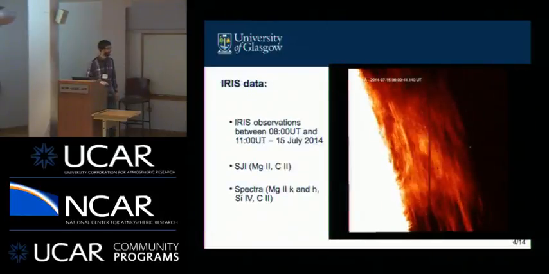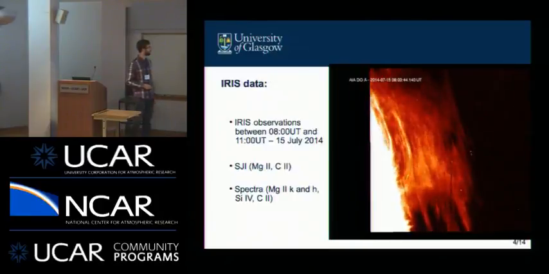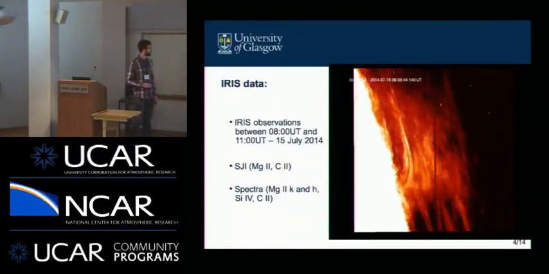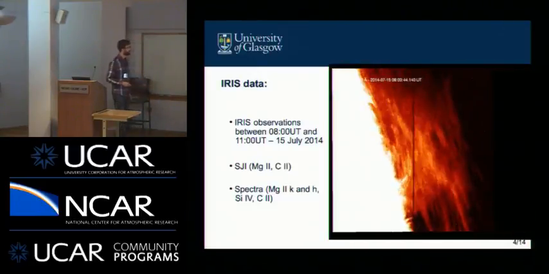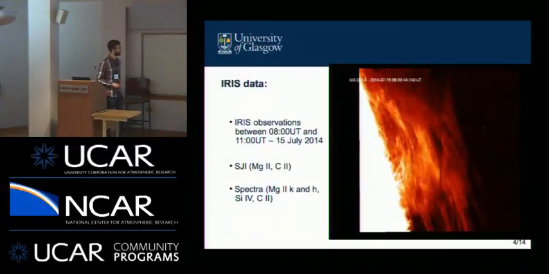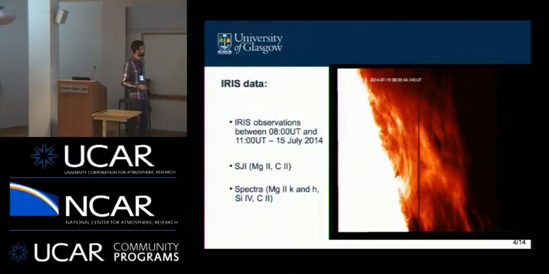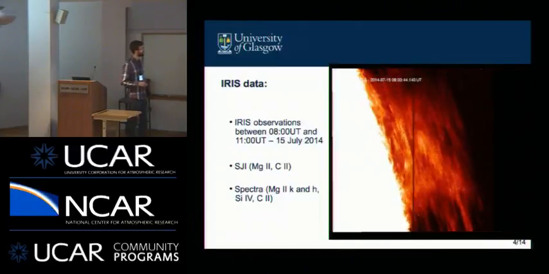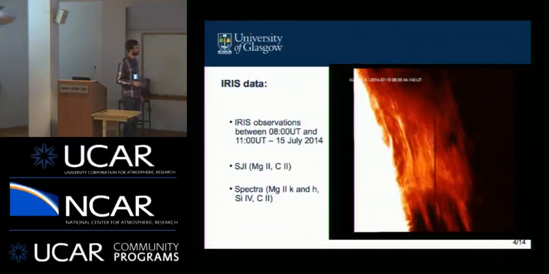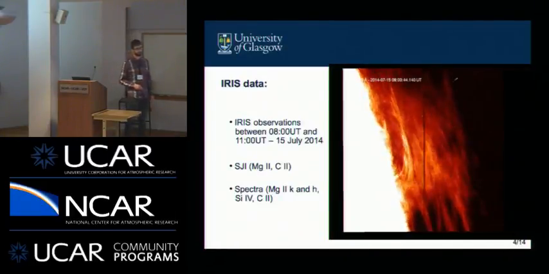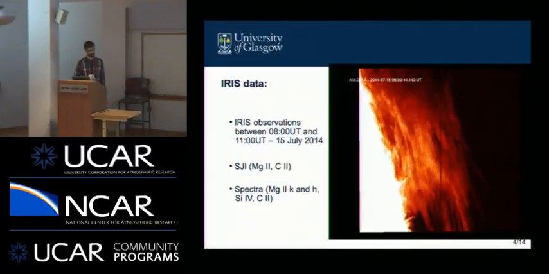Moving on to look at the IRIS data. IRIS ran for 3 hours on the 15th. We have slit-jaws in Mg II, as shown here, also C II, and we have spectra in Mg II k and h, as well as Si IV and C II. The main thing I would like to point out with the movie here is that we see quite nicely horizontal structure in the prominence. We also see some motion in a loop-like structure in the front. The horizontal structure is quite important. We'll come back to that later when we're looking at the magnetic fields.